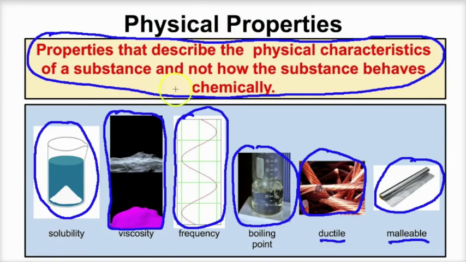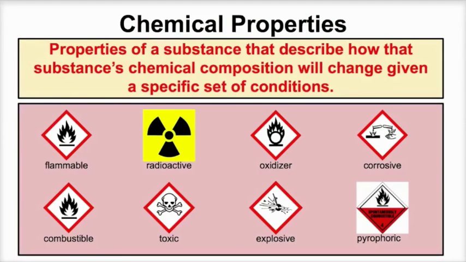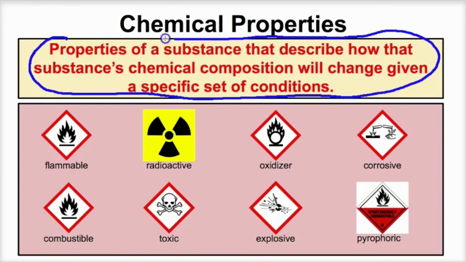Alright, so physical properties are properties that describe the physical characteristics of a substance and not how the substance behaves chemically. Let's take a look now at chemical properties. Okay, chemical properties are a little different. Chemical properties are properties of a substance that describe how that substance's chemical composition will change given a certain specific set of conditions.